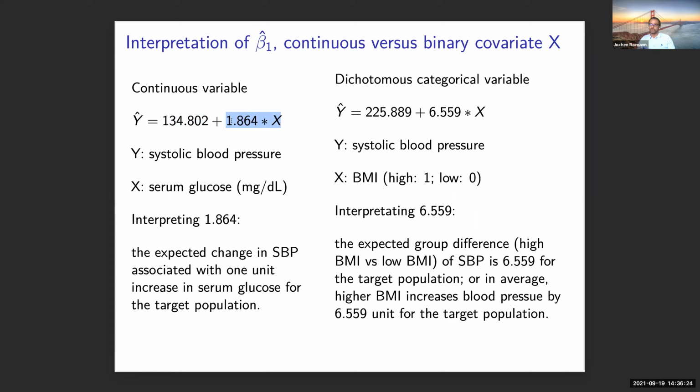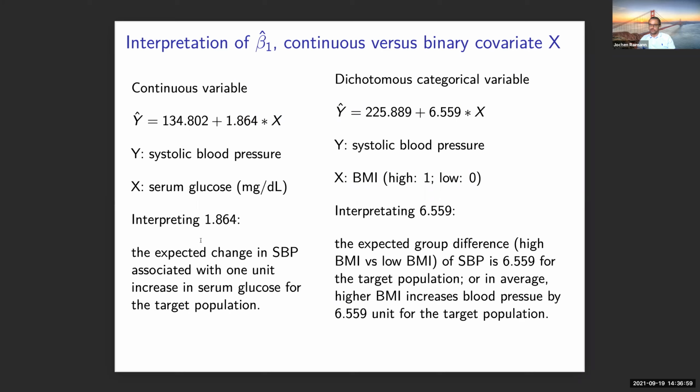If you have an increase of 1.864 millimeter Hg with every milligram per deciliter of serum glucose, with 100 milligrams per deciliter of glucose, which is a perfectly normal blood glucose, you would move the decimal 2 spots to the right. So essentially, you're looking at an increase of 186. This is not possible as a value for blood pressure. So for that very reason, it's a centralized intercept.